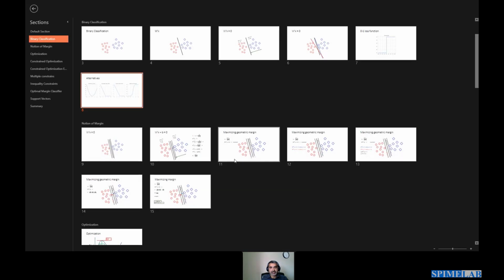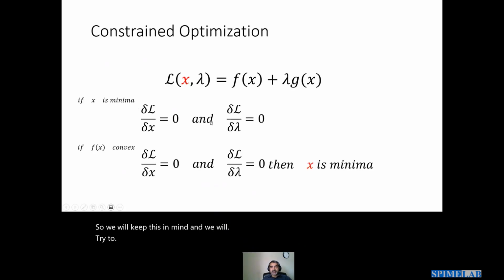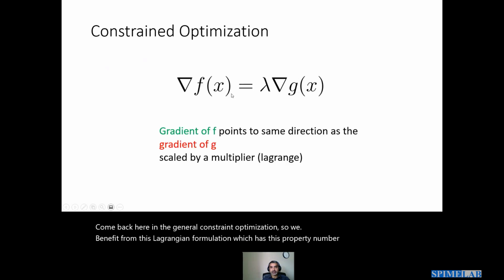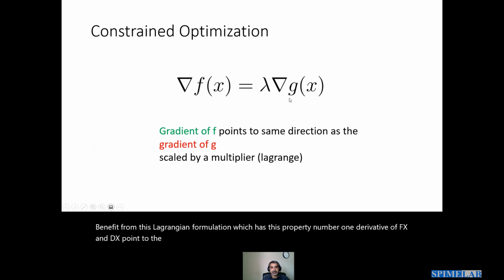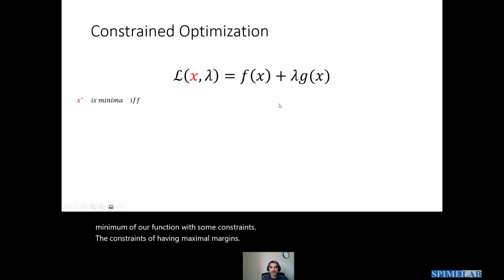So we will keep this in mind, and we will try to come back here in the general constrained optimization. So we benefit from this Lagrangian formulation, which has this property. Number one, the derivatives of fx and gx point to the same direction. And x will be minima as long as fx is convex. And we just looked at the hinge loss, and the reason why we need the hinge loss to be convex is because we want to use the Lagrangian formulation to find the minima of our function with some constraints, the constraints of having maximal margins. And yeah, that is the basic intuition.